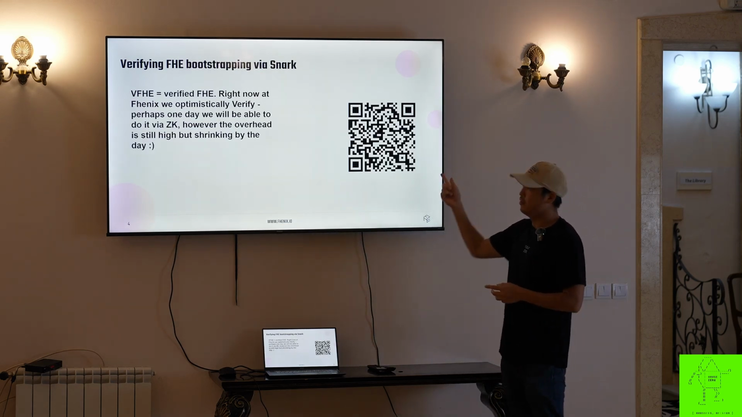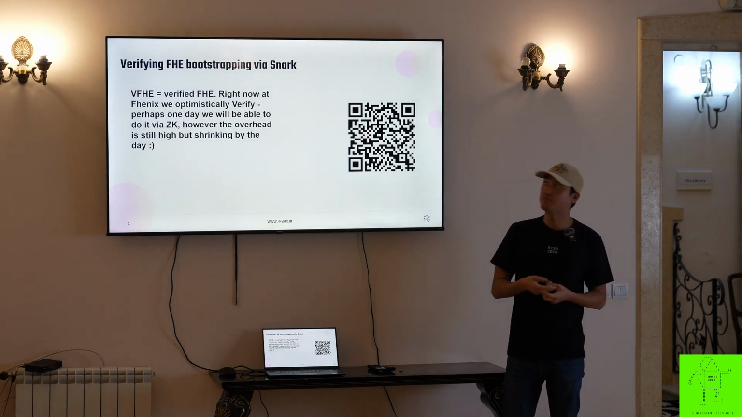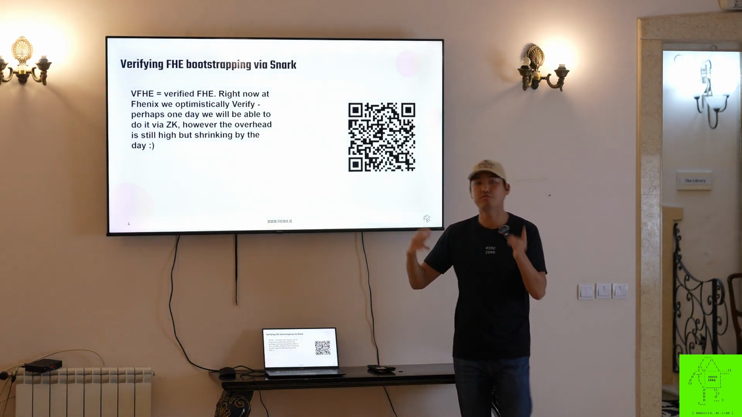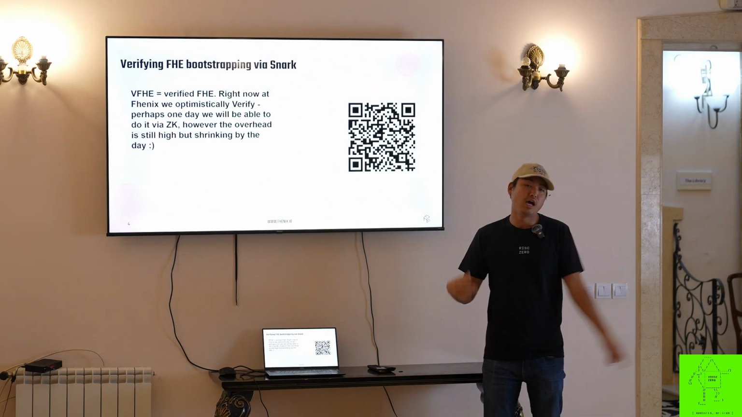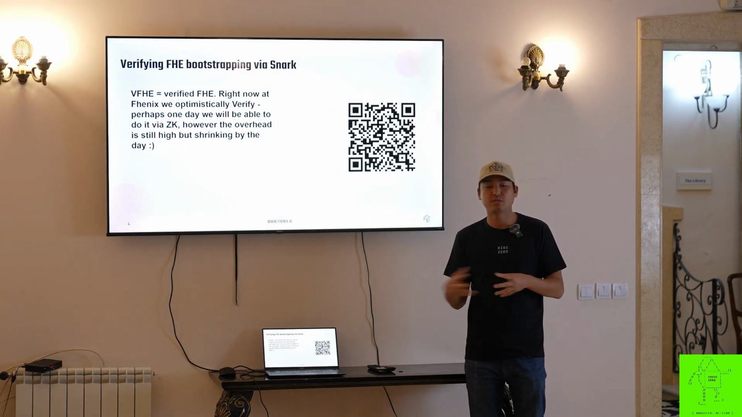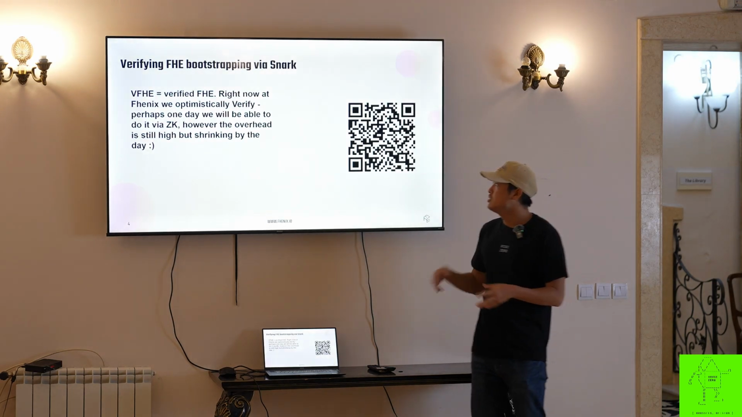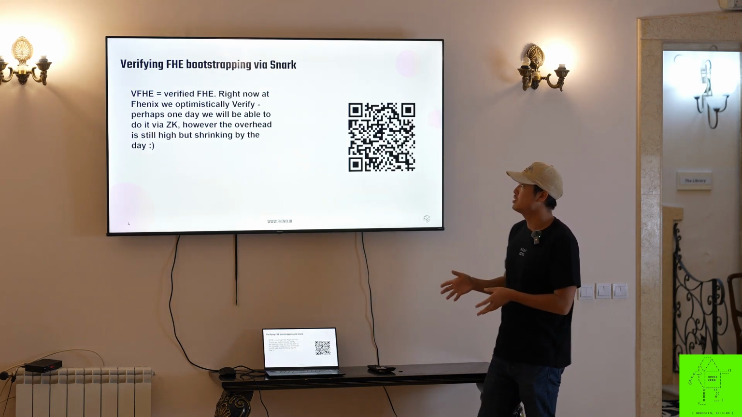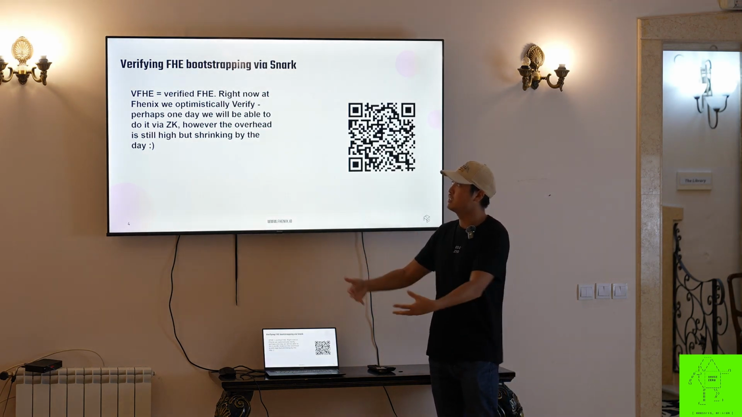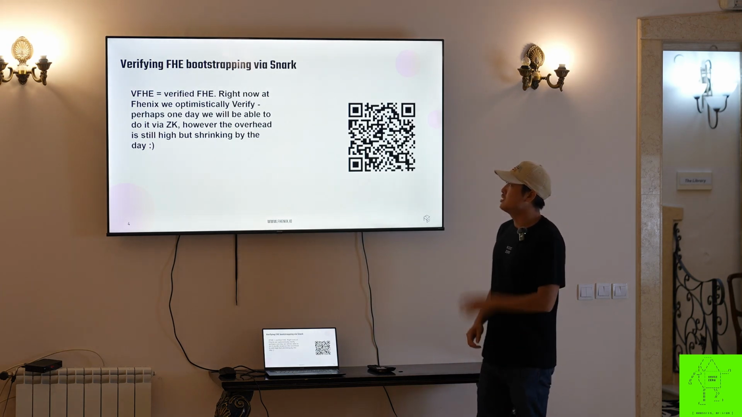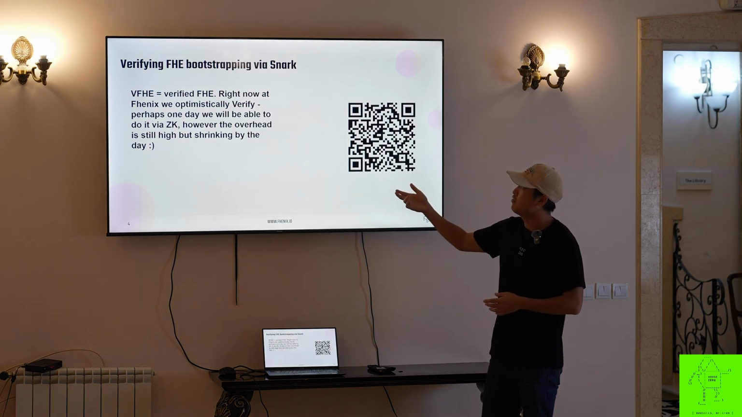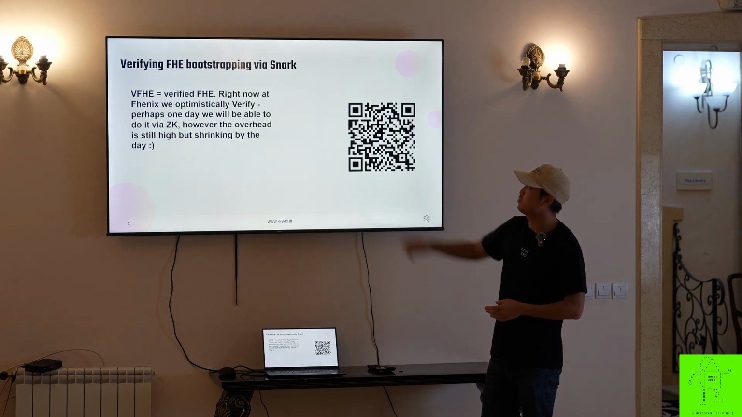Another link if anybody's curious. Bootstrapping, if you remember before, is the concept of how we were able to move from partially homomorphic encryption to fully homomorphic encryption, which entails the ability of resetting the noise threshold. It's often the most expensive part of the whole FHE process, besides the MPC decryption, but that's a different topic. So being able to verify stuff like this is pretty cool.